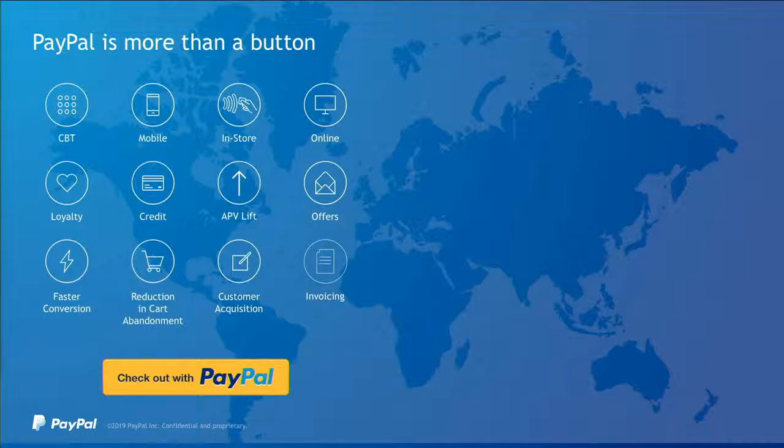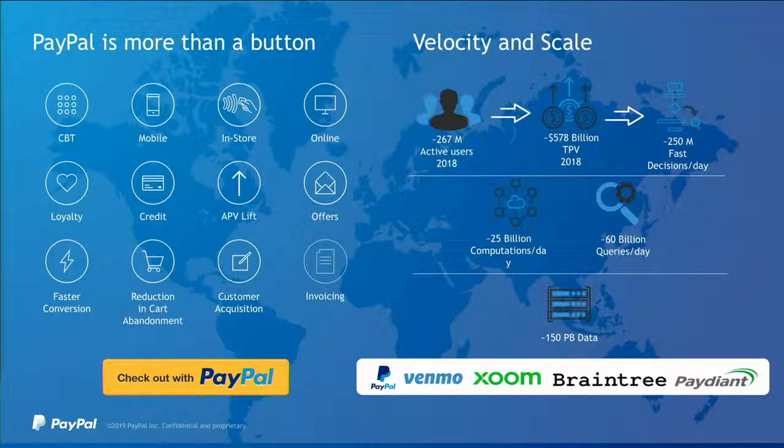And for the scale of data, we have many different PayPal companies: PayPal, Venmo, Zoom, Braintree, Paydiant, and we collect all this data in our analytics platform. Just to give you some perspective, last year, 267 million users collectively transacted worth $578 billion of TPV. And that translated into our analytics system as 250 million decisions, 25 billion computations, and 60 billion queries into our analytics platform.